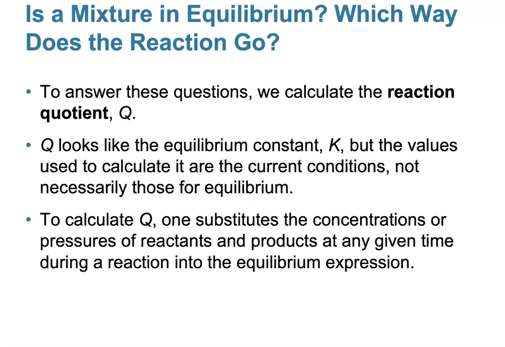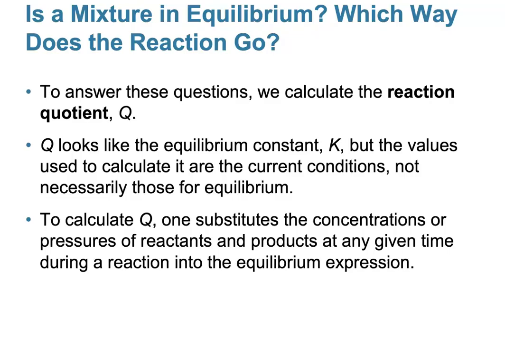Now, is this mixture in equilibrium? Meaning, which way did it go? Did it shift to the left? Did it shift to the right? Well, to answer these questions, we calculate what's called the reaction quotient, which I did talk to you about a little bit in the last video. Q looks like the equilibrium constant K, but the values used to calculate it are at the current conditions, right? It's not at equilibrium. It's like right at this moment.